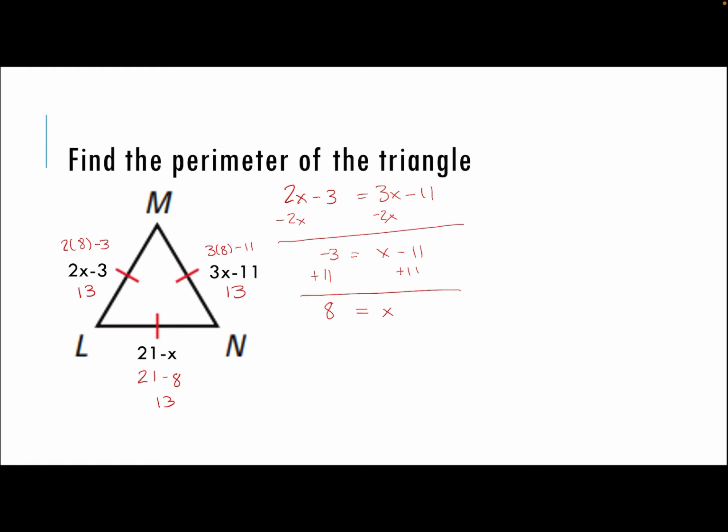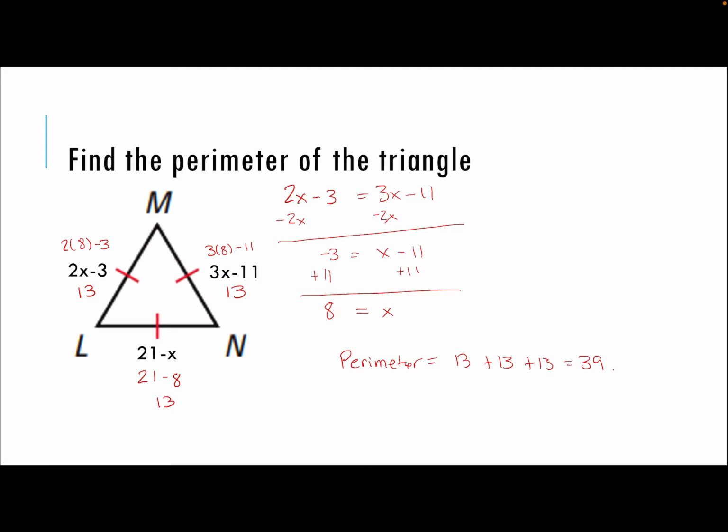So you should check to make sure your value of x gives you the same side length for each side. And because we know all three sides are equal, we know the perimeter is equal to 13 plus 13 plus 13, which equals 39.